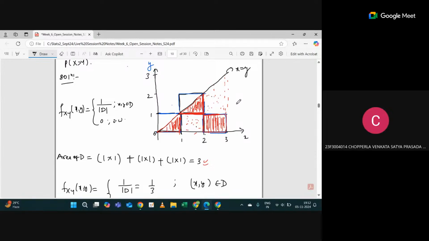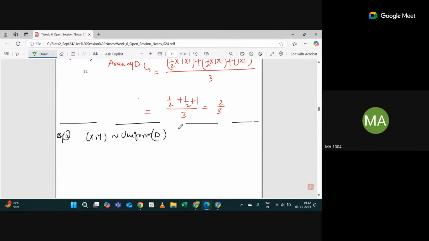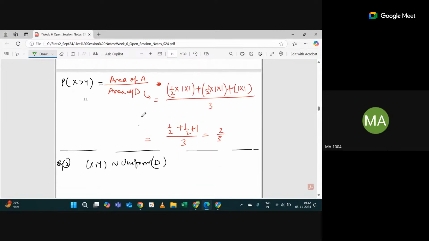It will be 1 by 3, sir. It will be 1 by 3, because then 1 minus 2 by 3. Correct. That's the very good approach. You can directly do 1 minus 2 by 3, because this x is less than y plus x is greater than y. In this case, that will give you the 1, right?